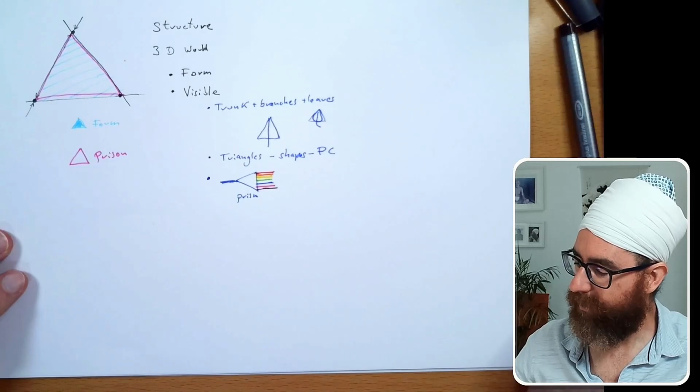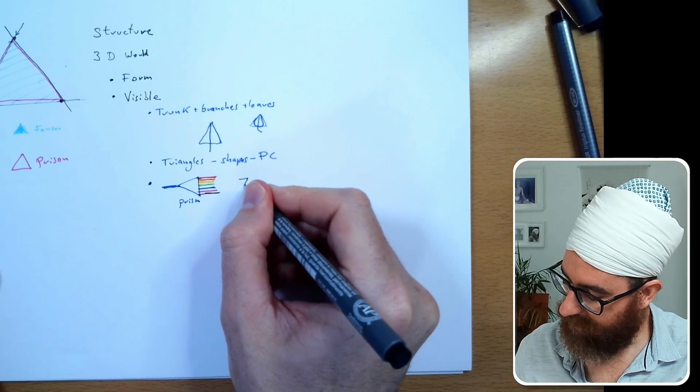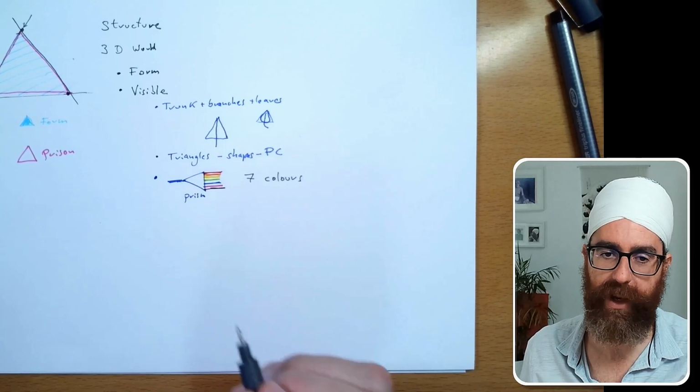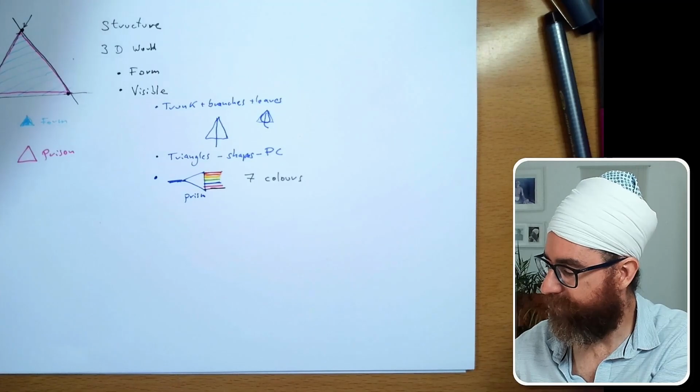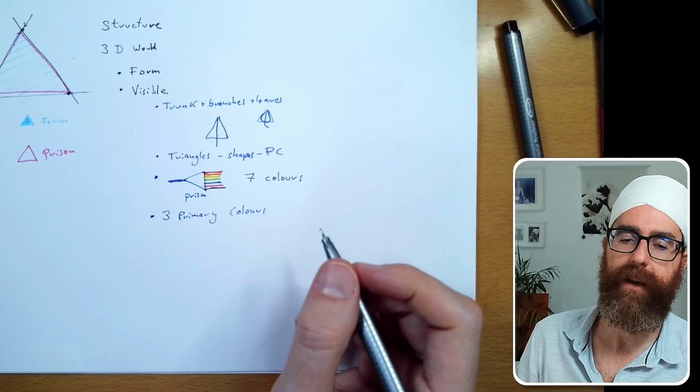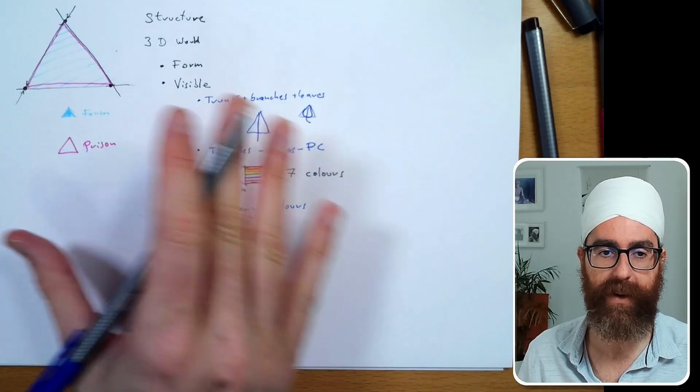So, interesting that it is seven. Seven colors of the rainbow. Yeah? And interesting that they come out through a shape which is triangular in nature. So, seven colors. But we know also from theory of color that there are three primary colors. And with these three colors, then we can produce any image in a three-dimensional world, yeah?